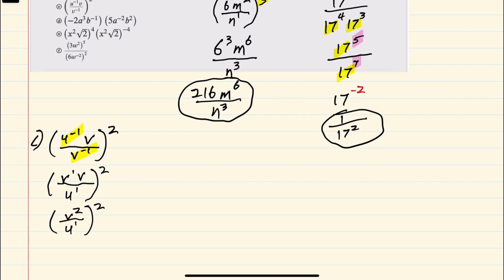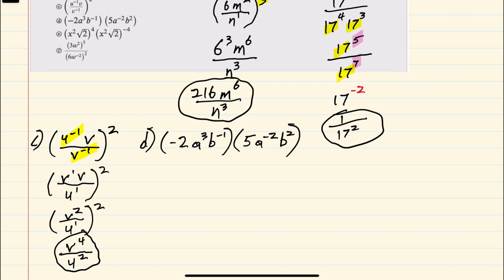And now that I've simplified inside the parentheses, the exponent outside applies to each one of the values inside. So our v^2 will be v^(2 times 2), which is v^4. And u^1 will be u to the 1 times 2, which is u^2. This would be our simplest form.